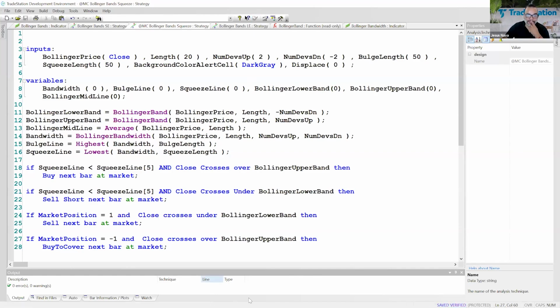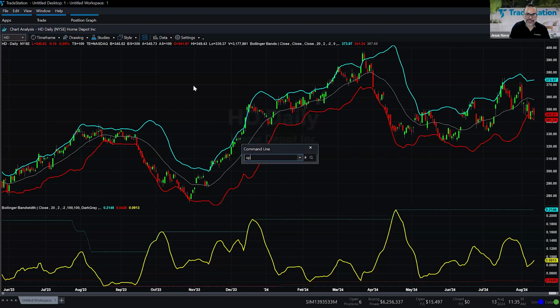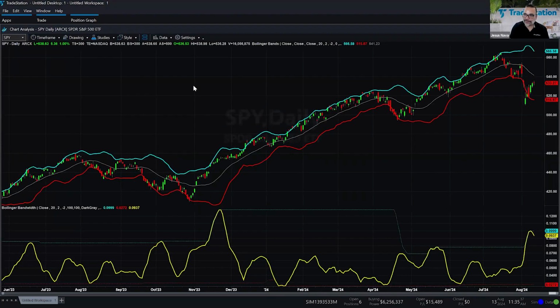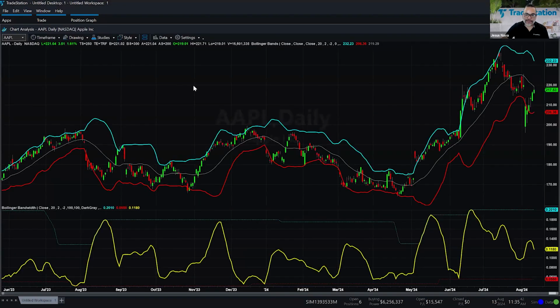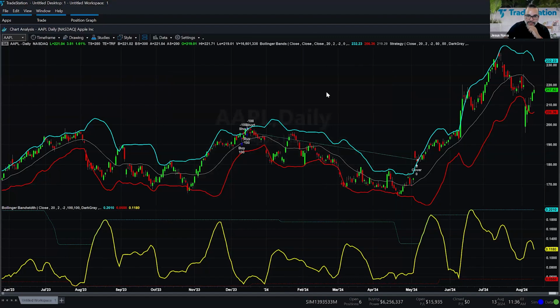Let me verify this, and let me go over to TradeStation and apply it. Let me change this into SPY. But yeah, let's go ahead and take a look at Apple. I haven't looked at Apple and how the strategy behaves here. Let me show you some of the things that I found that I know is an error. Let me go to studies, add strategy. And this one I called MC Bollinger Bands Squeeze. I want to click OK.